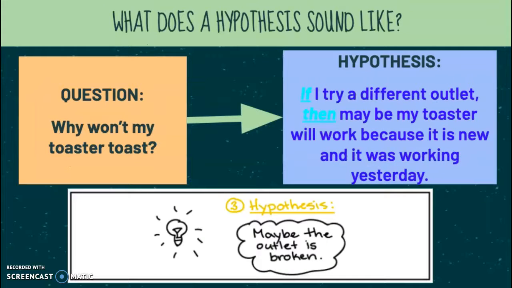Now for our question, our hypothesis related to the toaster might be something like this. If I try a different outlet, then maybe my toaster will work. Because I know it was working yesterday and it's new. The spring cannot be broken yet. It could not have been stretched out too much yet. So that's my hypothesis. Once again, because this is in a different shade of blue, make sure you write it down. And if I were you, I would underline if-then so I can know it better.